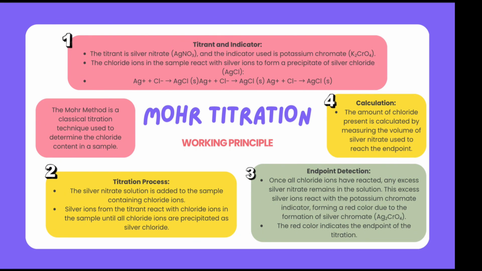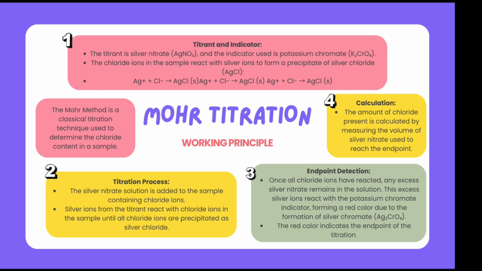Mohr titration is a classical precipitation titration used to determine chloride and other halide concentrations by titrating with silver nitrate, using potassium chromate as an indicator. I will explain the working principle of how Mohr titration works.